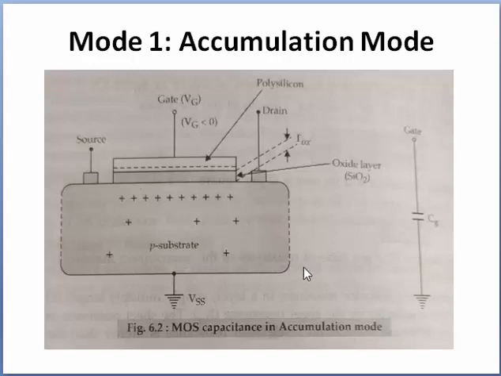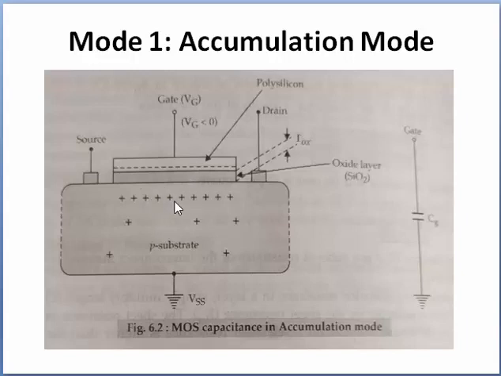In this case we have an NMOS device, so when the gate voltage VG is less than 0, the accumulation layer is formed, because the negative value of voltage at the gate attracts holes towards the insulation surface, which is the silicon dioxide surface. So the MOS device structure behaves as a parallel plate capacitor.